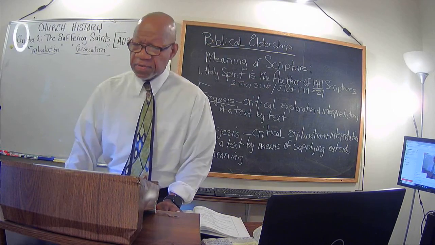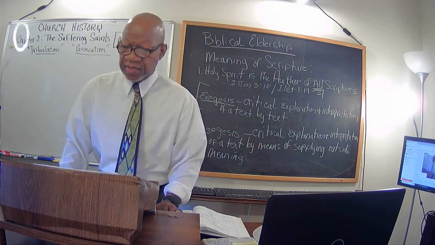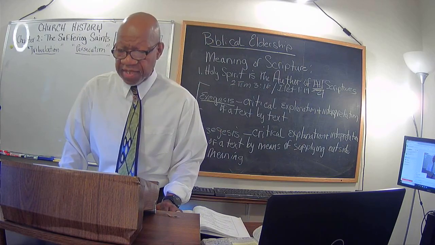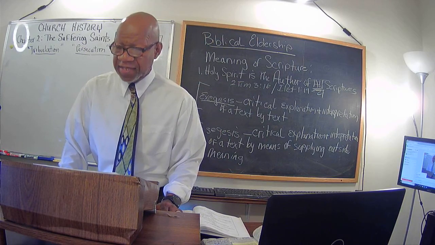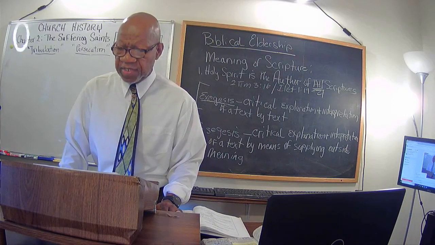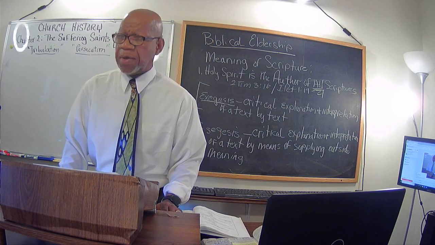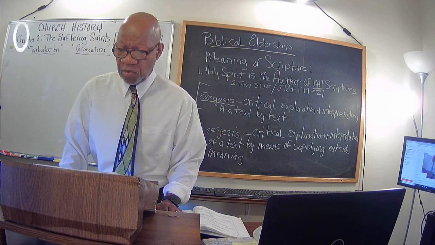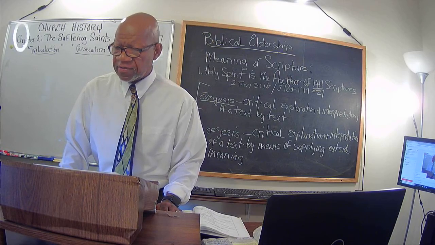Another dynasty took over called the Antonine emperors. In AD 96 to 98, Nerva. In AD 98 to 117, Trajan. From AD 117 to 138, Hadrian. From AD 138 to 161, Antoninus Pius. From AD 161 to 180, Marcus Aurelius.